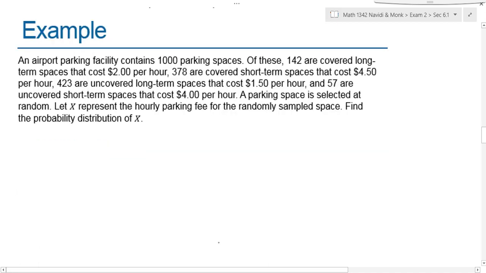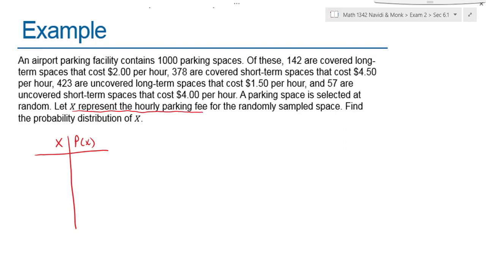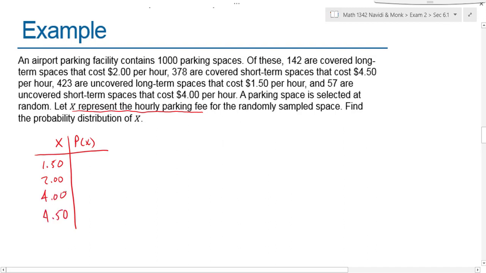We're going to actually make a probability distribution for the information that's presented in this table. For our probability distribution, we need to have a random variable and a probability associated with that random variable. We were told in the problem that the random variable represents the hourly parking fee. So that's what x is equal to, but it has to be a number. So starting with the cheapest parking space available, what would that be? $1.50, and then what? $2, $4, and then $4.50. Now we need to find a probability associated with each one of these.